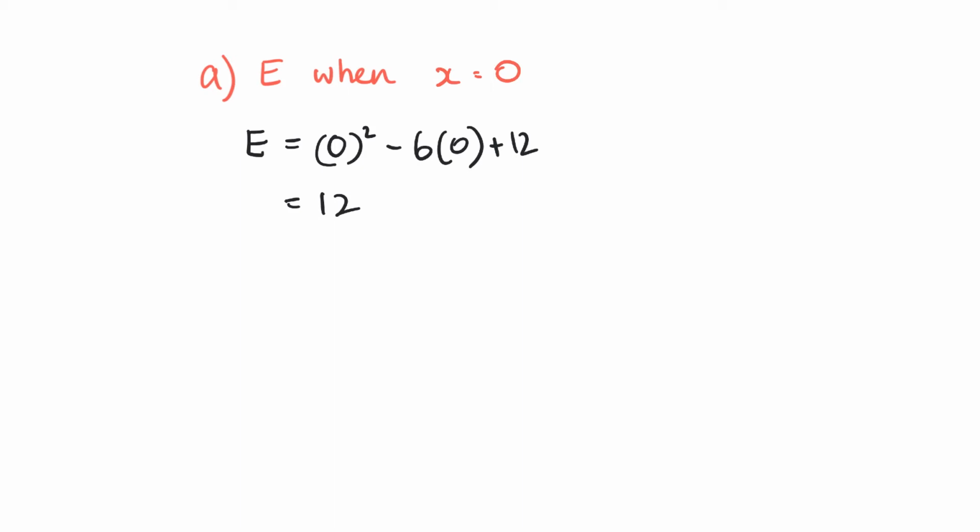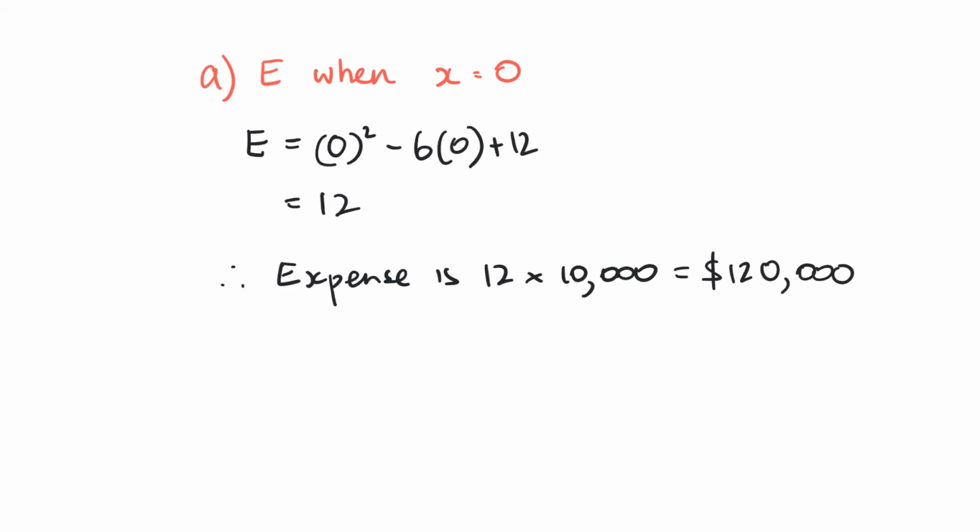No, that's right. We've got to make that exchange. Yes, the answer according to our function is 12, but that means our expense is 12 lots of 10,000, because the expense was in lots of $10,000. So we've got ourselves $120,000 for our expense. Part A, done.